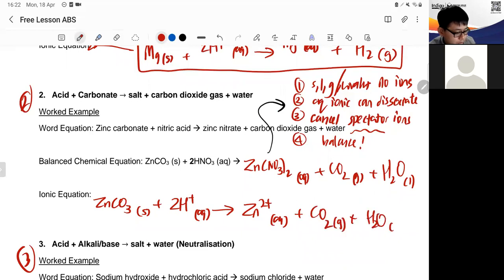You will realize that in this example, in this particular equation, your nitrates are your spectators. So they are gone. They're totally not there in the equation at all.